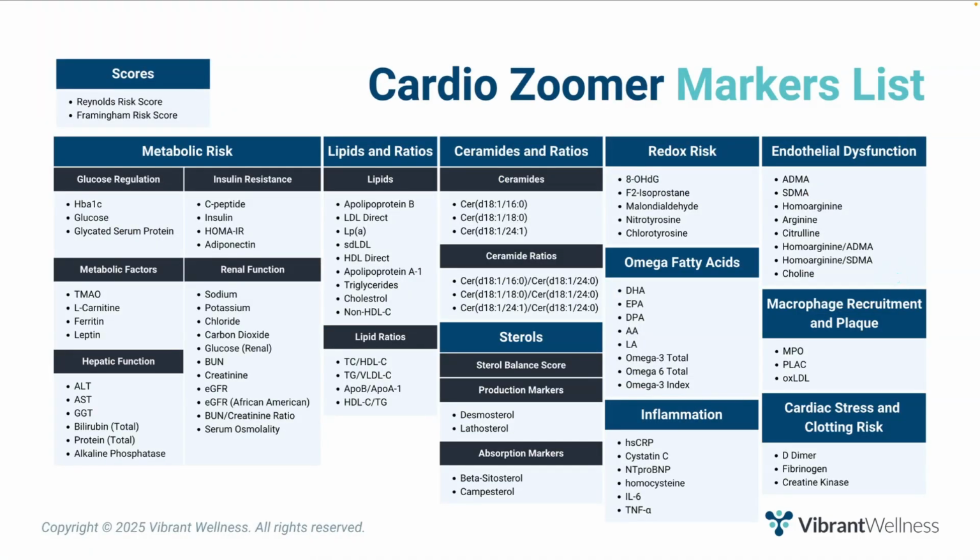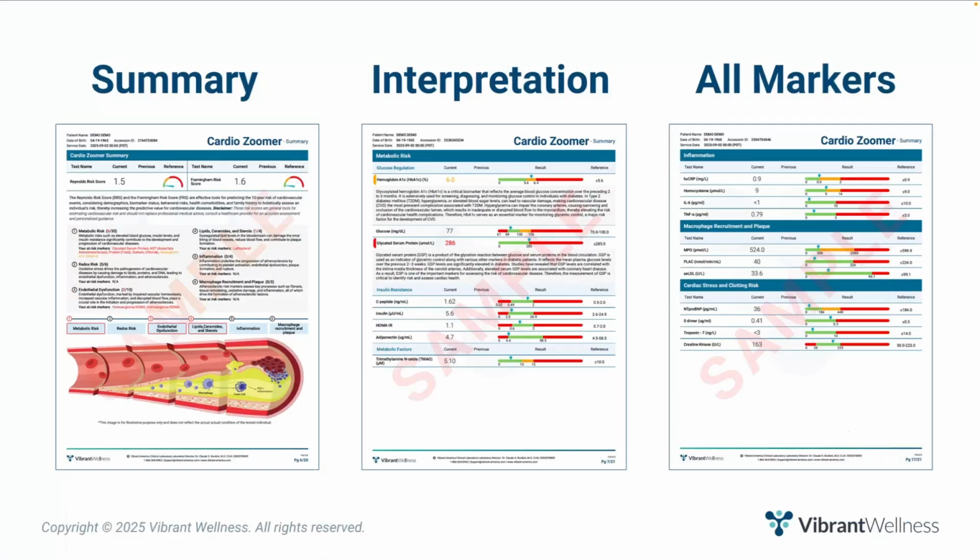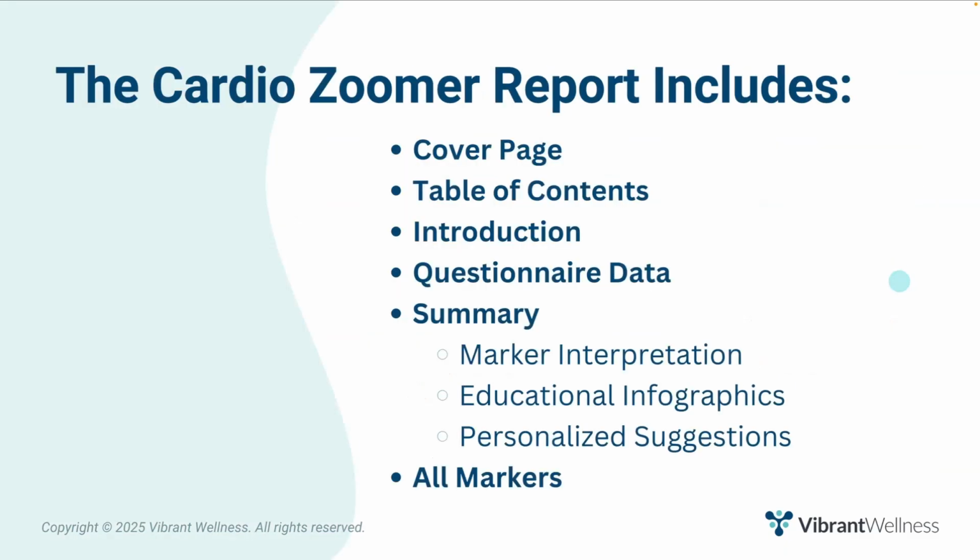How comprehensive is the Cardio-Zoomer? Very comprehensive. Just look at all the markers on this markers list. Before we dive into the actual report, I want to remind you that you get to choose how much information to include in the report you download for yourself or the report you share with your patients. You have 3 options: summary, interpretation, and all markers. I'll be going over the report that has all 3 combined as it is the most comprehensive.